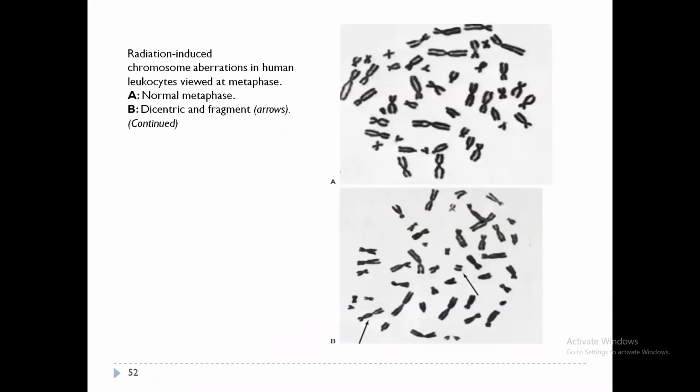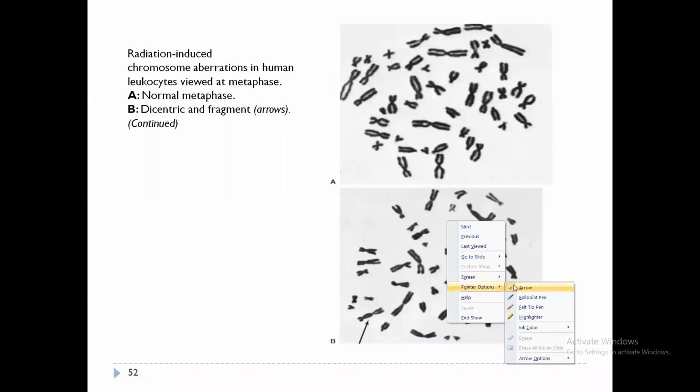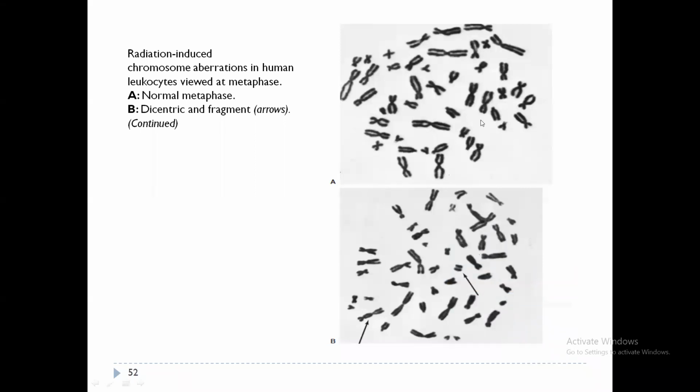This is a picture which shows radiation induced chromosome aberrations in human leukocytes viewed at metaphase. Picture A is a normal metaphase, while in picture B we can see dicentric and fragments. Here we can see acentric, no centromere. This is dicentric, two centromeres.